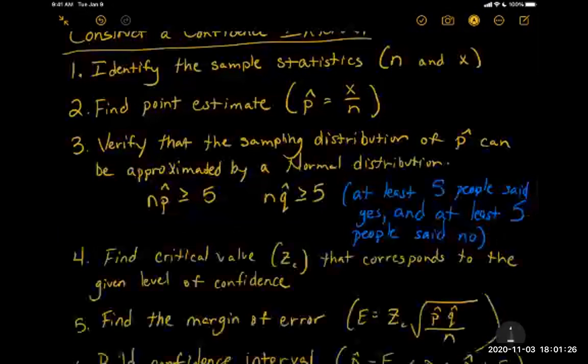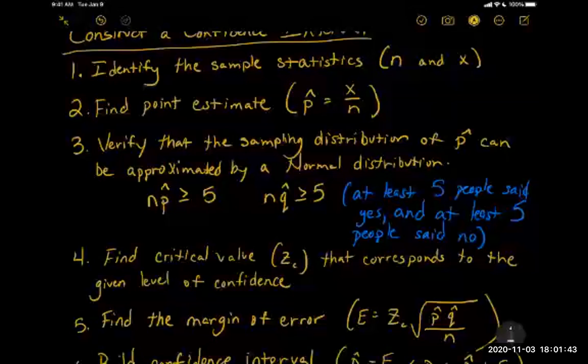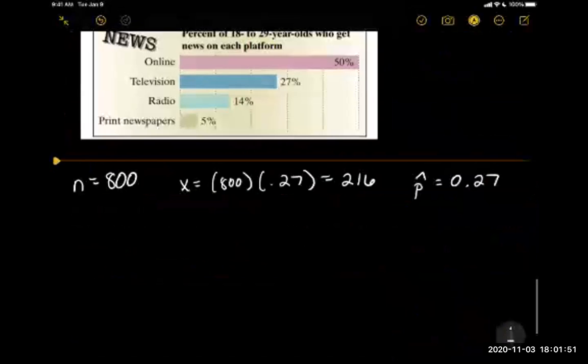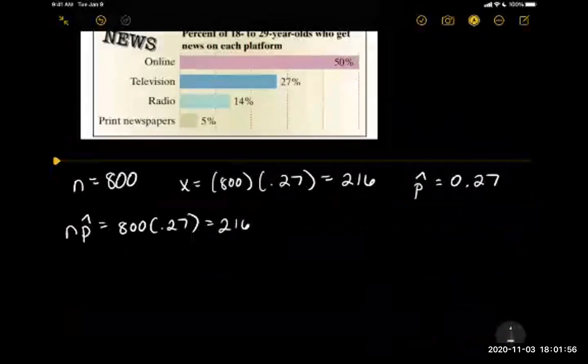So let's go back down. Well, I know that N times P hat is at least 5 because I already did it. It was 800 people times 27%. That was 216. That is greater than or equal to 5. And the other one is N times Q hat. That would be 800 times 0.73. And according to my calculator, that is 584. That is also at least 5. As it turns out.